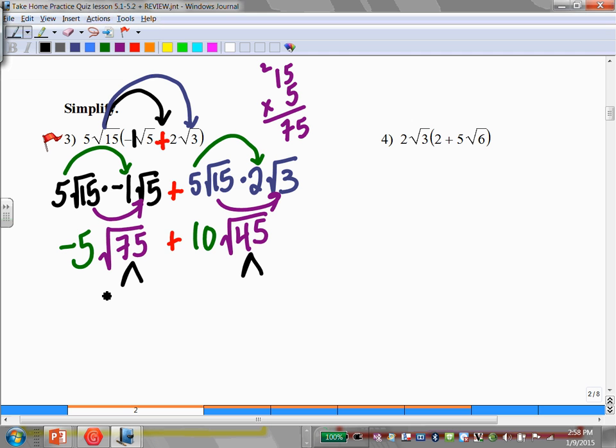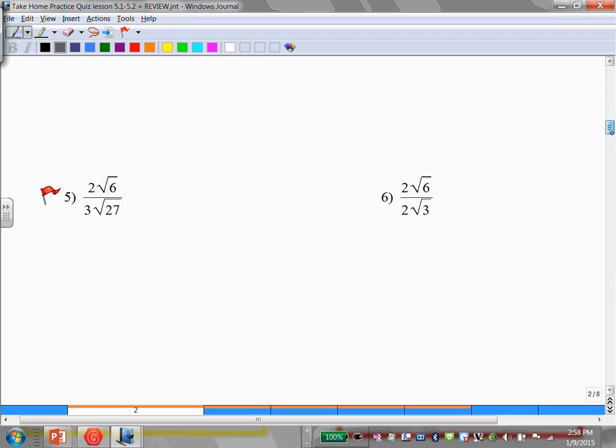Alrighty, so 3, you needed to simplify, and as you simplify things, you pull it out and you multiply by the outside. Take right now. And we're taking a look at number 5 now.